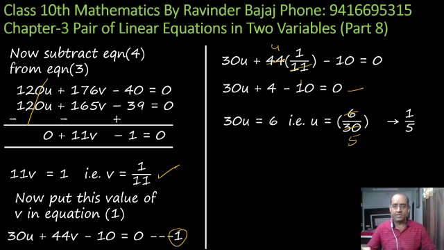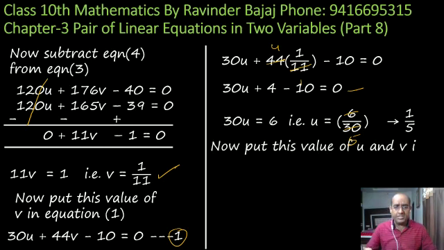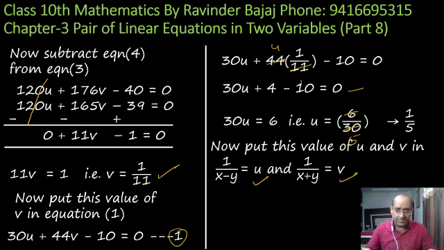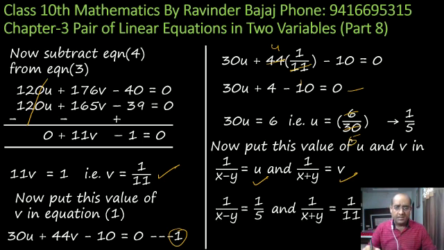This we have calculated. Now we have to find the value of x and y. Put this value, whatever we have substituted earlier: 1/(x - y) = u, and 1/(x + y) = v. This is what we have substituted in the beginning. Now you put this value here. So 1/(x - y) = 1/5. Take the reciprocal, you will get one value. 1/(x + y) = 1/11. Again, take the reciprocal, you will get the value.